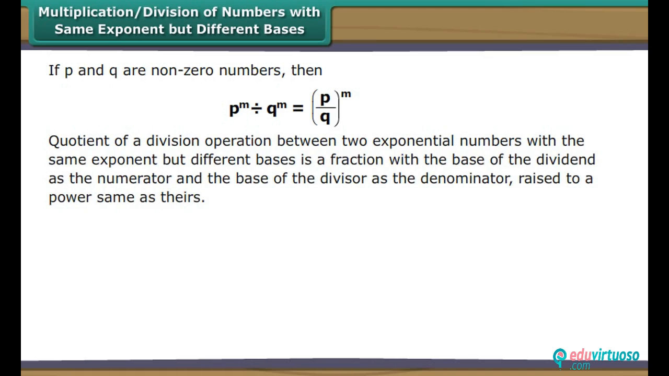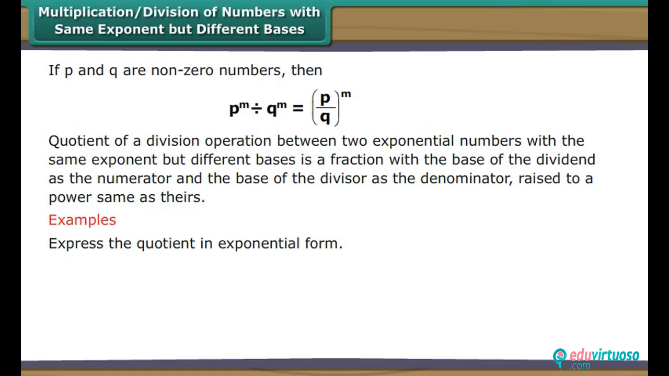If p and q are non-zero numbers, then p raised to the power m divided by q raised to the power m is equal to (p upon q) raised to the power m. The quotient of a division operation between two exponential numbers with the same exponent but different bases is a fraction with the base of the dividend as the numerator and the base of the divisor as the denominator, raised to a power same as theirs. Let us now use the law.